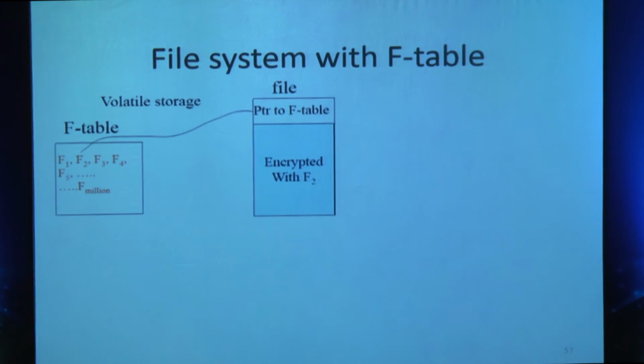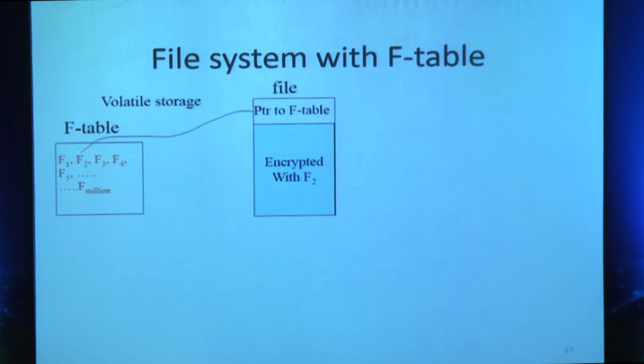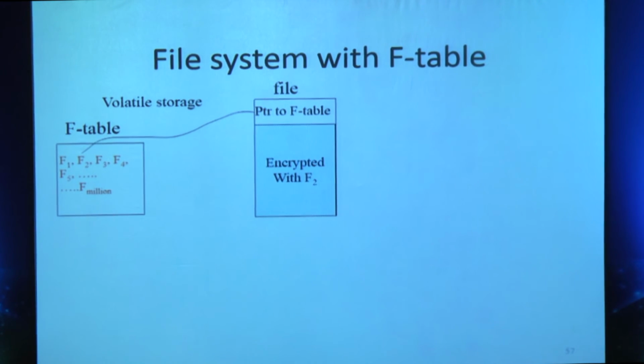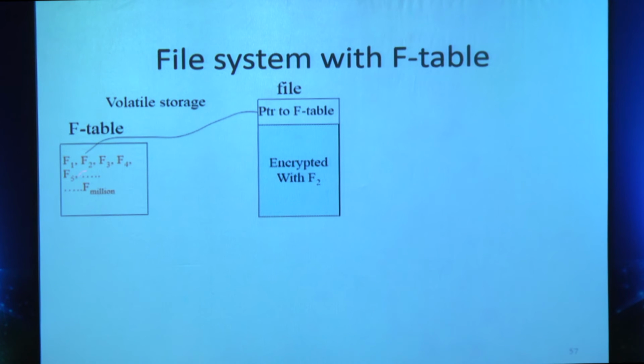So if you had 1 million files in your file system, you would have another data structure here that has 1 million secret keys in it. Every time you create a new file, you have to add another F into this F table. And every time you decide you want to do a short delete on a file, you remove the F from there.